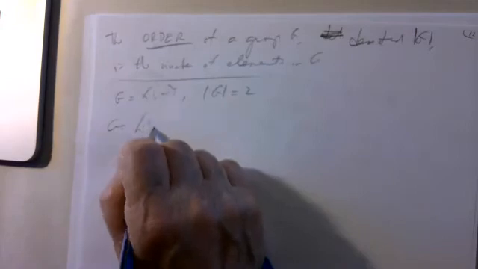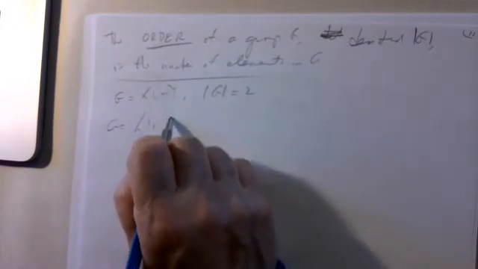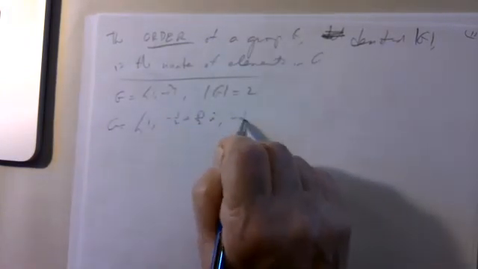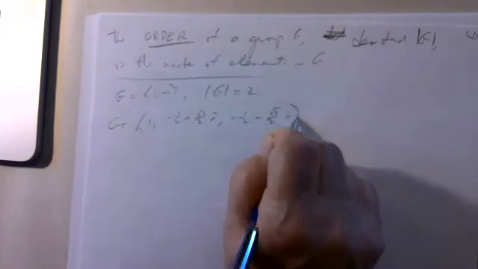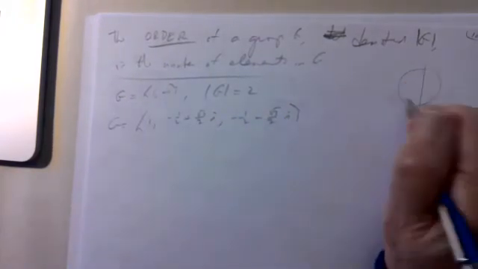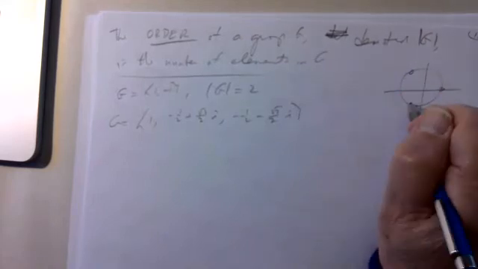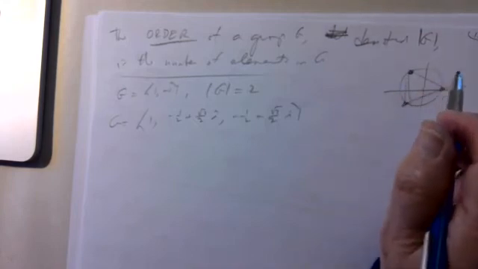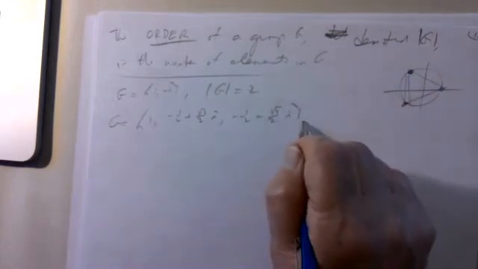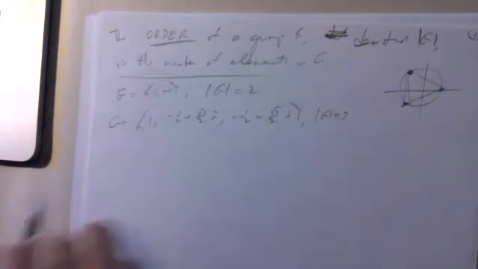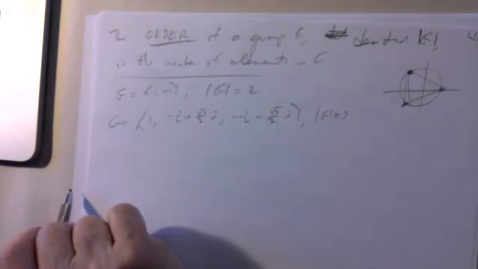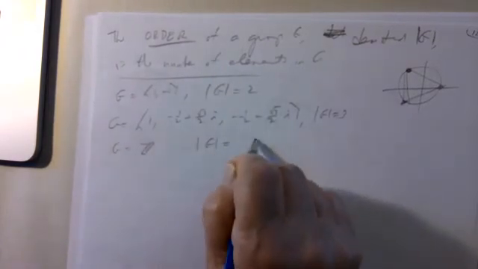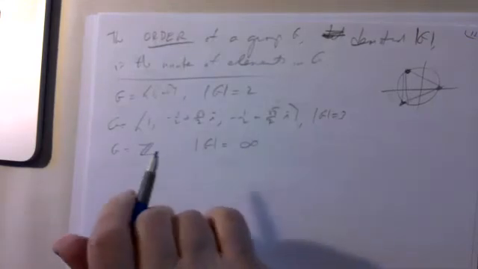If you let G be the group consisting of the three numbers 1, -1/2 plus √3/2 i, and -1/2 minus √3/2 i, so in the complex plane, that's just these three numbers on the unit circle. This is an equilateral triangle. This group has order 3. This is a group. If you take the additive group of integers, the order is infinite because there are infinitely many integers.